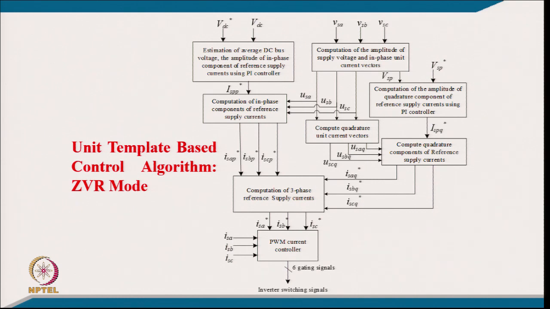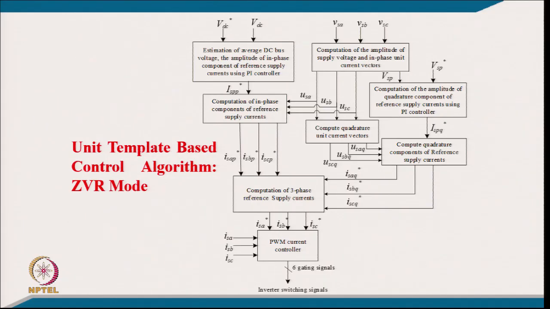Now, modification of this unit template control algorithm for zero voltage regulation. What is zero voltage regulation? In the sense, now we would like to regulate the voltage at the load terminal equal to the supply voltage. So, now we have to use not only DC link voltage control. DC link voltage control again we have to keep in a similar manner as we did in the previous case, because otherwise your voltage source converter or inverter cannot run satisfactorily for current control.